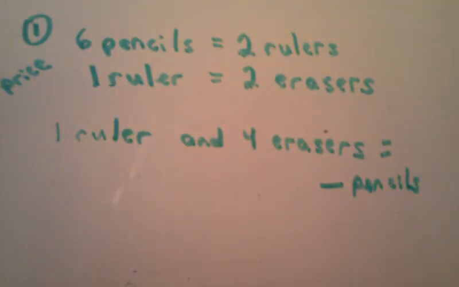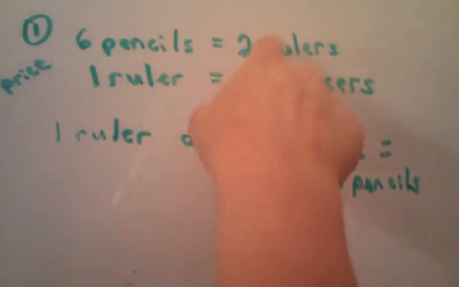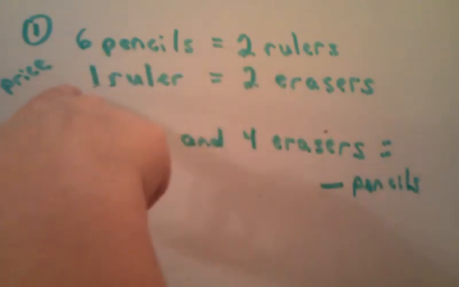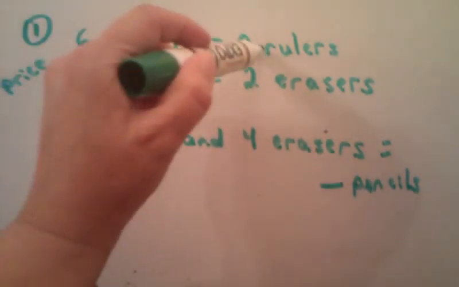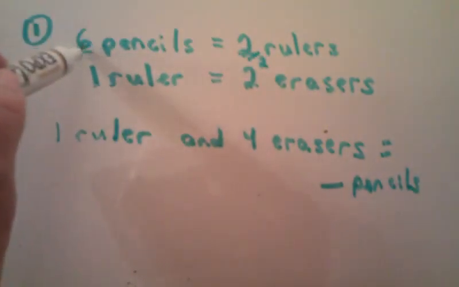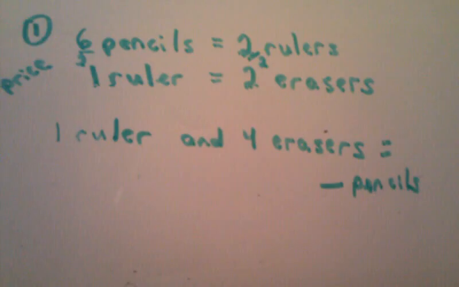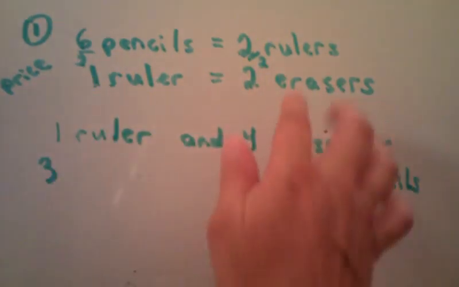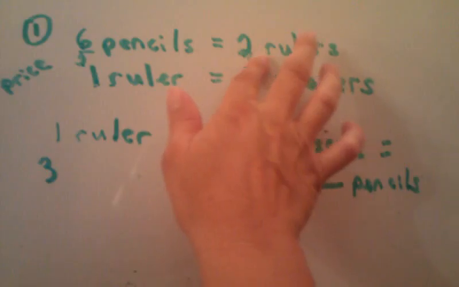Well, let's see. Let's do one at a time. 1 ruler is how many pencils? Well, 2 rulers is 6 pencils. So how do I get from 2 to 1? 2 divided by 2. And if I divide this one by 2, I have to divide this one by 2. So what's 6 divided by 2? Well, 6 divided by 2 is 3. So I know this is 3 pencils. Okay? So 1 ruler is 3 pencils. Now how many? 4 erasers is how many pencils? Erase this.